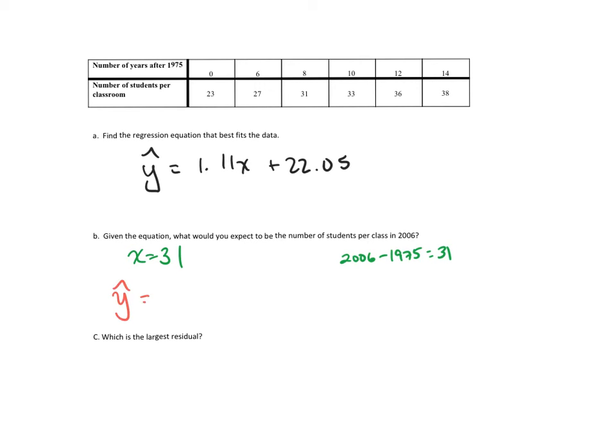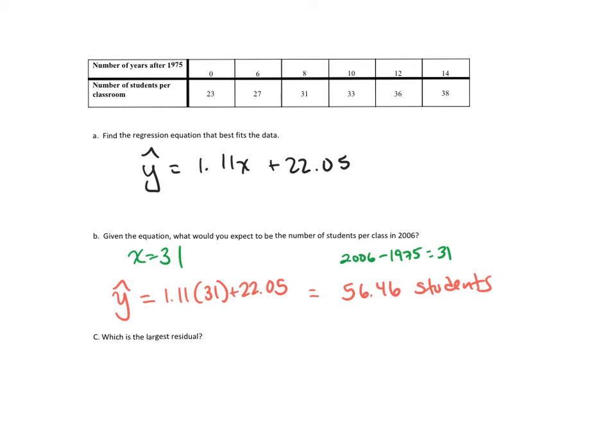So my predicted value for the number of students in that year is going to be 1.11 times 31 plus 22.05. Now obviously this is going to get pretty big, and if this keeps growing unchecked, we're going to get some pretty crazy numbers. So this is going to give me 56.46 students. Well, that would be really odd, to have a class with an average of 56.46 students. So again, sometimes a linear pattern will go to a point, but then it becomes something that is not really realistic.